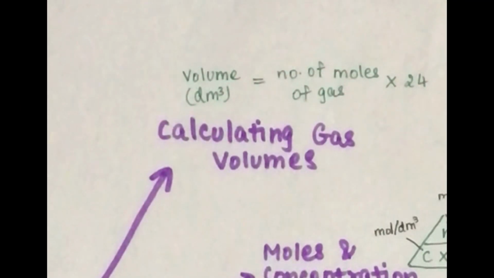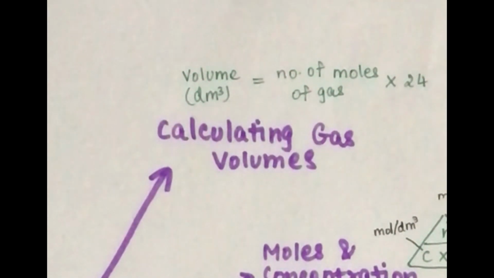And now for the last topic of this chapter, which is calculating gas volumes. Avogadro's law also states that 1 mole of any gas occupies 24 dm³. The space which 1 mole of a gas takes up is called the molar gas volume. And you need to know this formula: volume in dm³ is equal to the number of moles of gas multiplied by 24. And remember that 24 is in dm³.